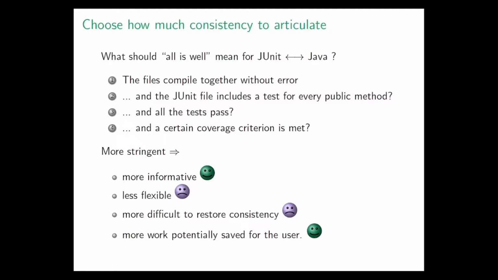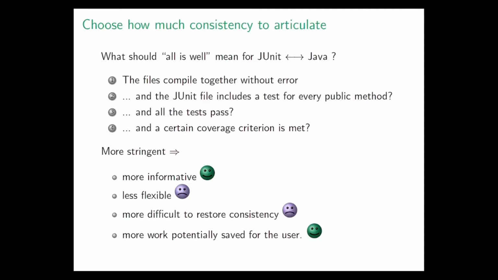We might say that all is well provided they compile together without error, and that would already catch the problem we mentioned of having changed a method name on one side and not the other. But we might want to get more stringent. We might want to say something about there being enough tests, so we're going to say the JUnit file includes a test for every public method. We might even want to say we would like all the tests to pass, although heaven help us trying to restore consistency automatically in that case. We might even imagine that we would also like to ensure that a certain coverage criterion was met.